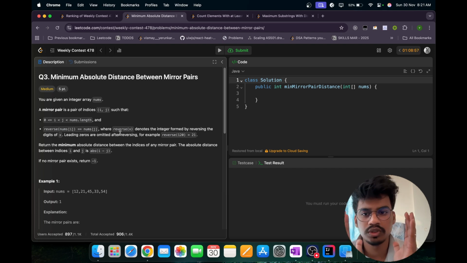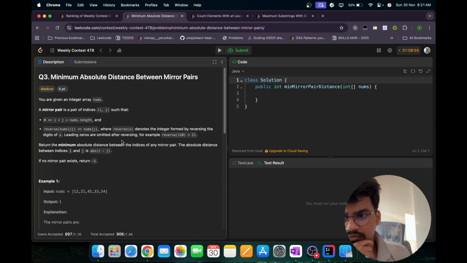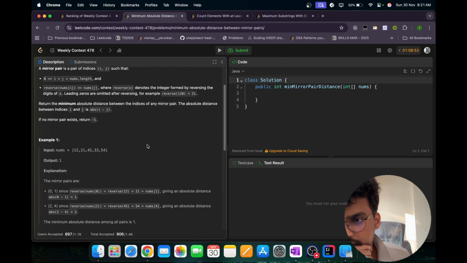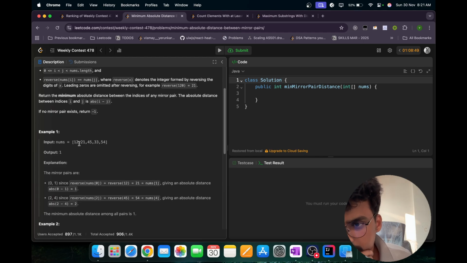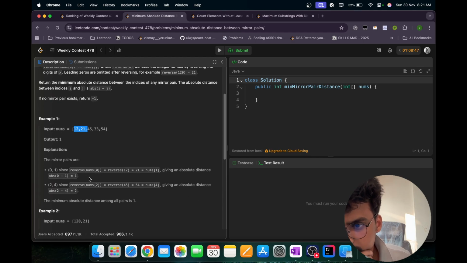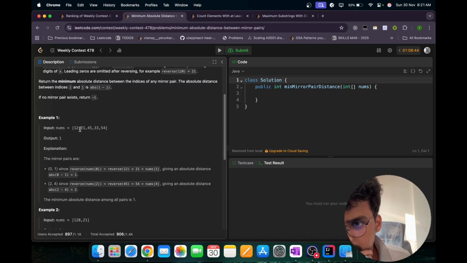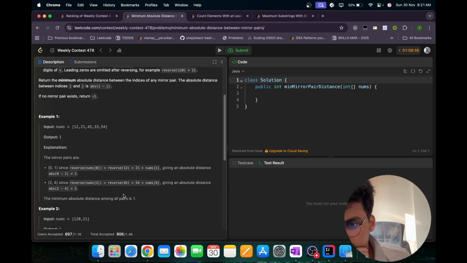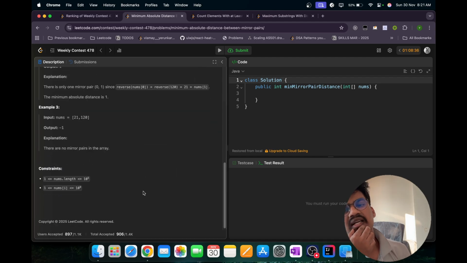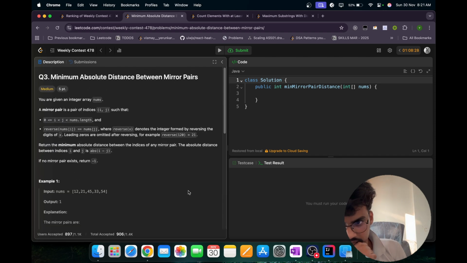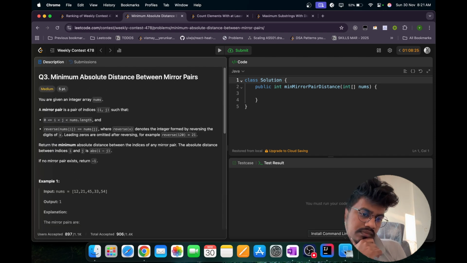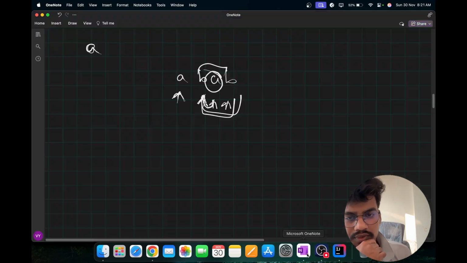Okay, we have to find the closest mirror pair. One to 2, n is 1. 2 and 4 is 2. Okay, seems like a simple problem. How will we do it?